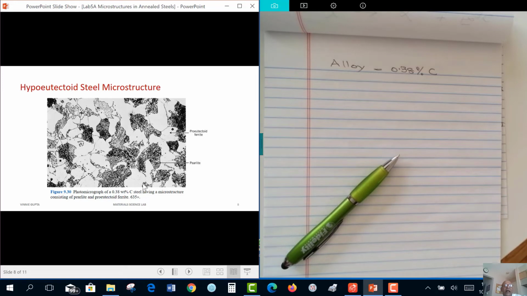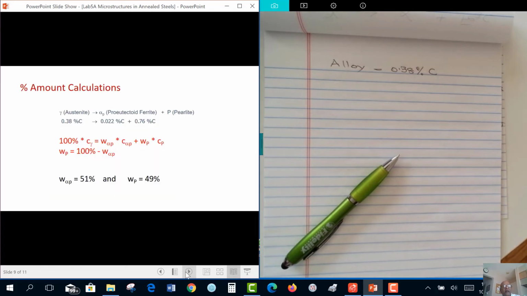Later on in the lab, we are going to use image analysis to identify how much is dark area and how much is white area. We will try to do it. We'll see. We'll need very good images for that though. But let's do our microstructural analysis.